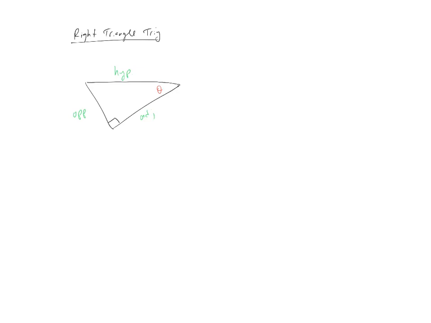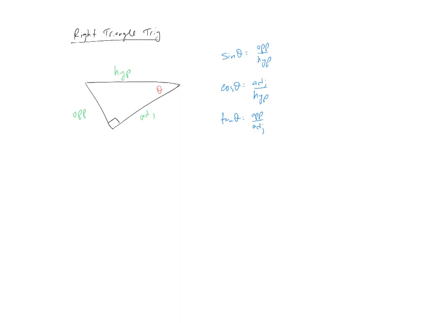Now, all of the trig functions, again, still work here because we have a right triangle. So to redefine them, if you will, sine of theta, instead of being the y over r from before, you can see that would be the opposite over the hypotenuse. Cosine of theta, instead of viewing it as x over r, would now be the adjacent over the hypotenuse. And then tangent of theta, instead of being y over x, would be the opposite over the adjacent.